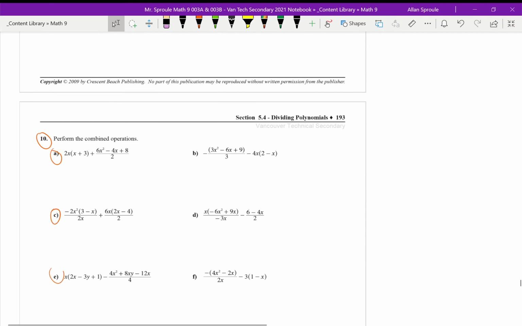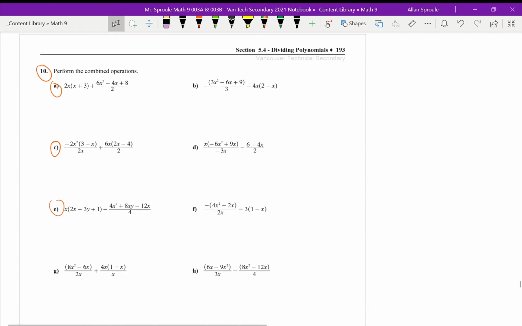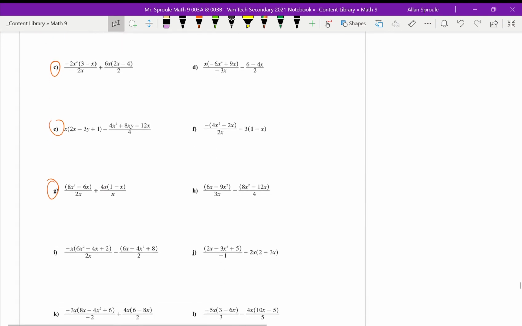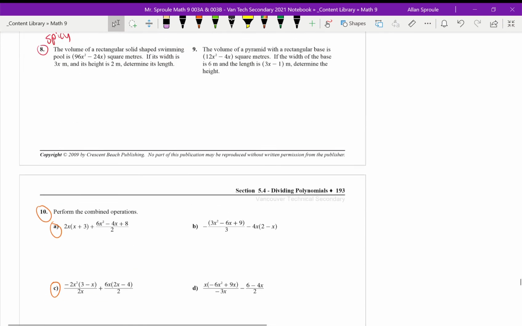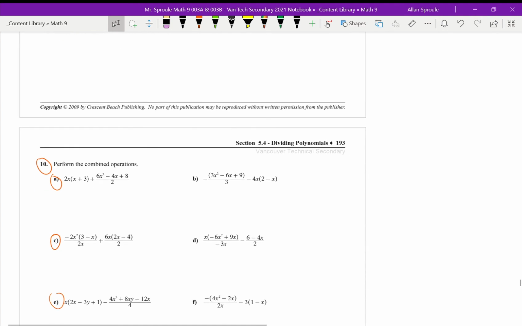10. These ones are more of the same, except now they have additions included. So, as a hint, solve each polynomial first, then add. These ones I would definitely say are medium.